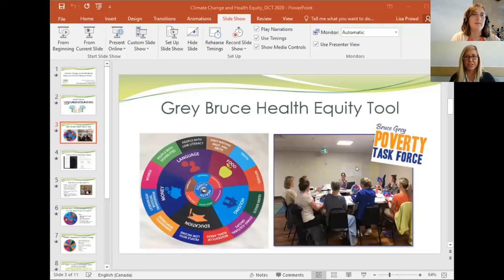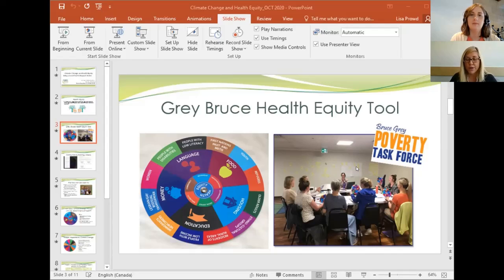So here is a picture of the health equity tool, Grey Bruce Health Equity Tool. Development of this tool started in 2017 as a result of a collaborative action group of the Bruce Grey Poverty Task Force called Moving Health Equity Forward. The action group works to advance health equity by implementing strategies to reduce the negative impacts of social determinants of health that contribute to health inequities.